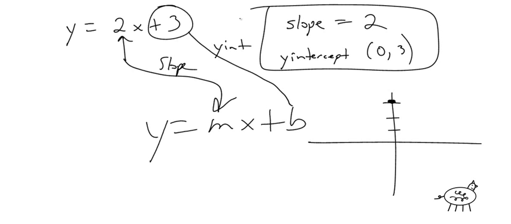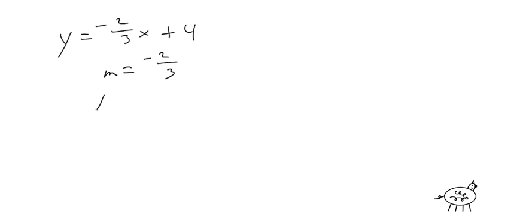Okay, let's try another kind of problem here. y is equal to negative 2/3 x plus 4. Again, my slope is negative 2/3, and my y-intercept is (0, 4). Let's actually plot that, because that's what you're going to have to do for your homework. You'll be given an equation that asks for your slope, your y-intercept, and then asks you to graph it.